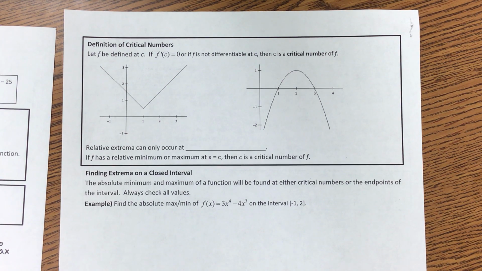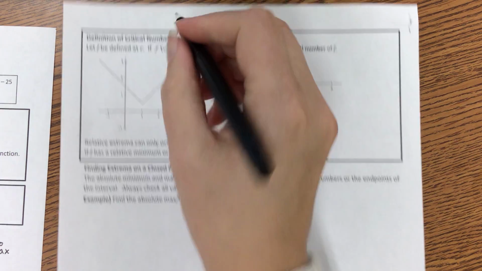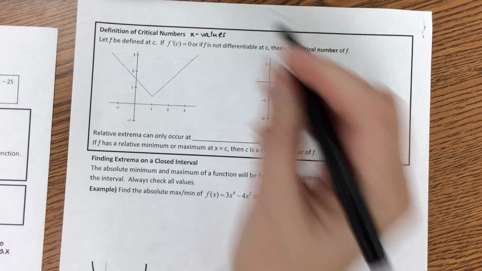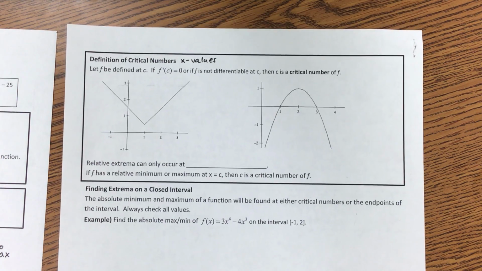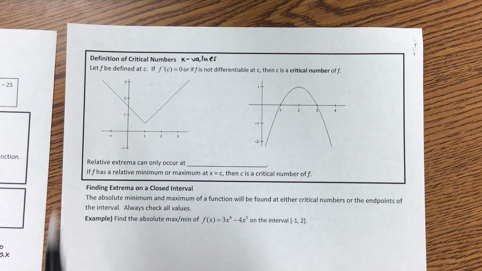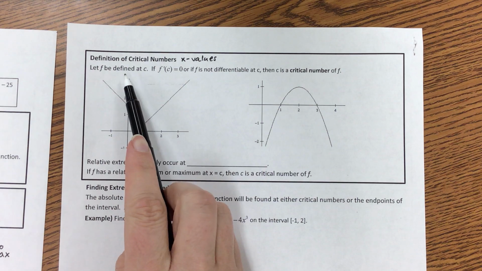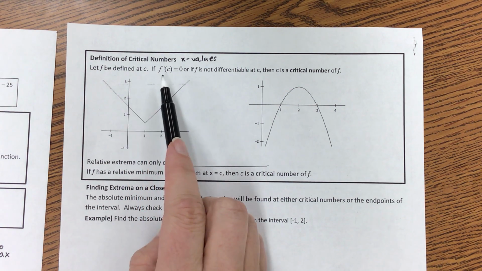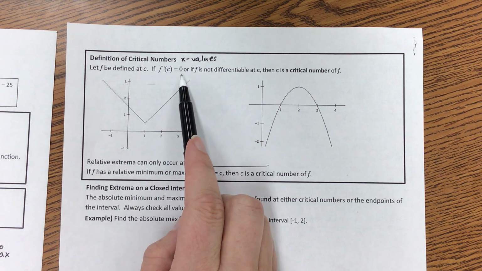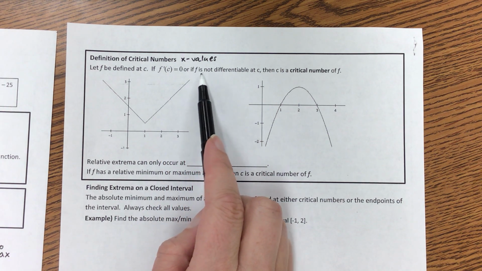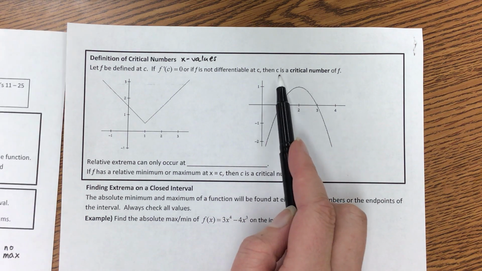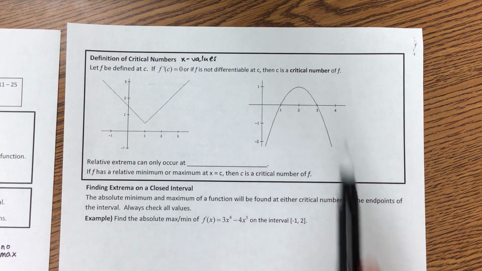We're going to talk about some critical numbers. Critical numbers are X values. They're X values when certain things are true. So let's say that f is a function and it is defined at c, so it has a y value. If f prime of c equals 0, or if f is not differentiable at x equals c, then x equals c is a critical number of f.